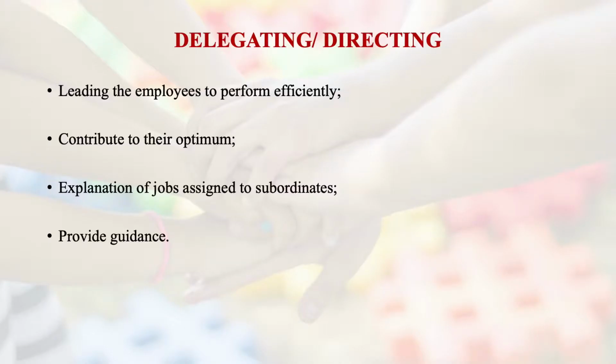Because if the explanation is not proper, the communication is not proper, then it becomes very difficult for the individual to perform a particular kind of job. And of course, providing guidance. There are times when the individuals or the employees get stuck. So in that case, it is important for the organizer, for the leader, to provide guidance. It's kind of mentoring, the role of a mentor. So this is very important in this case.